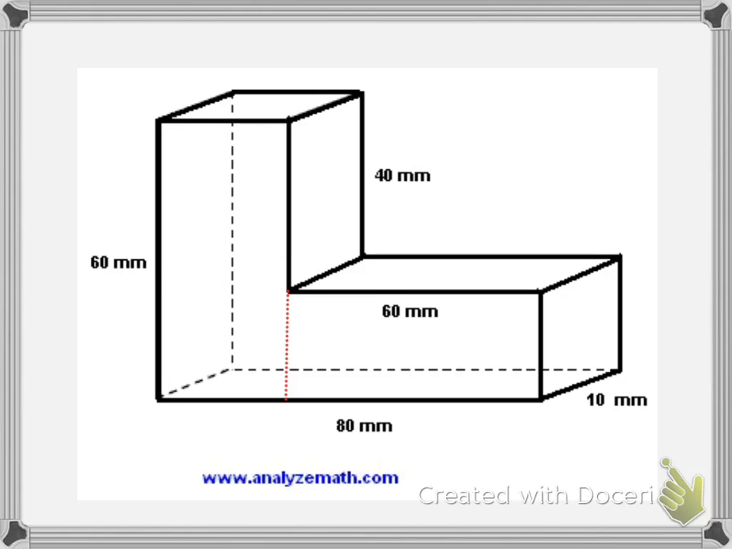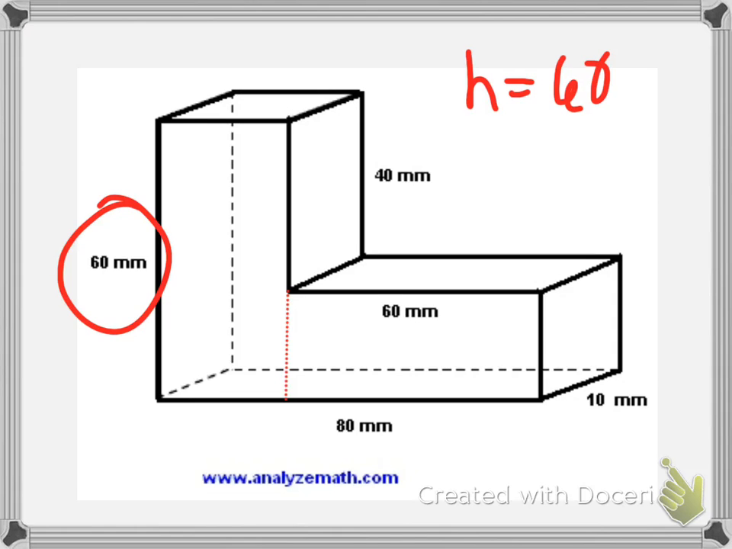So, we know already that our height is 60. Since this is 40 and the whole thing is 60, we know that this must be 20, which will help us with the second triangle. But we need the width of this, right? Well, since we know the width of this one is 10, and since they seem to have the same width, we can assume that this measurement right here is 10. So this is 10, and this is 10. That would be our width.